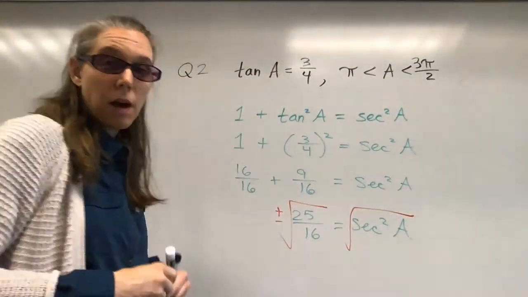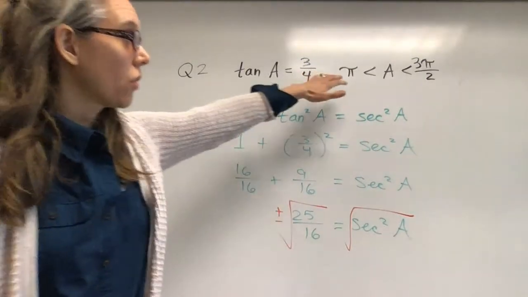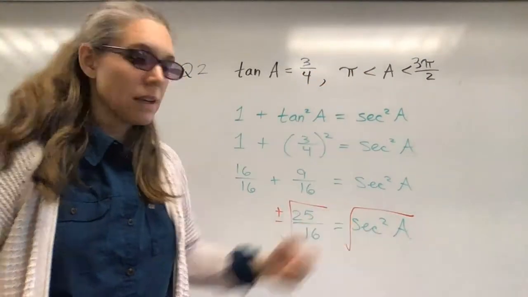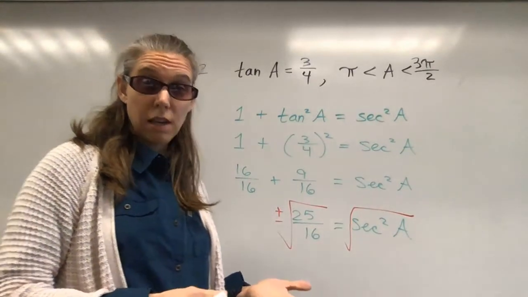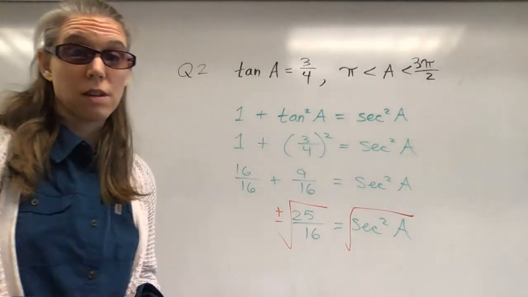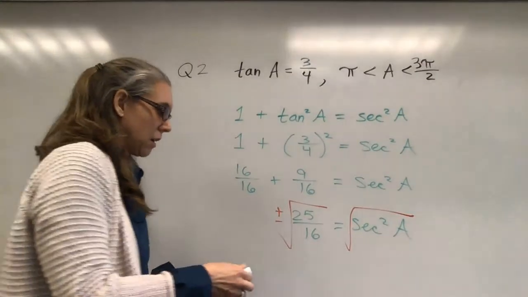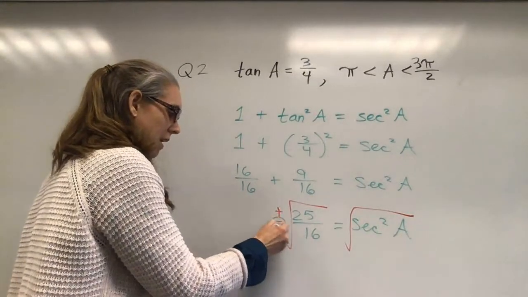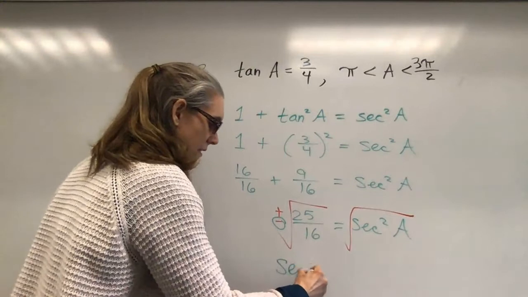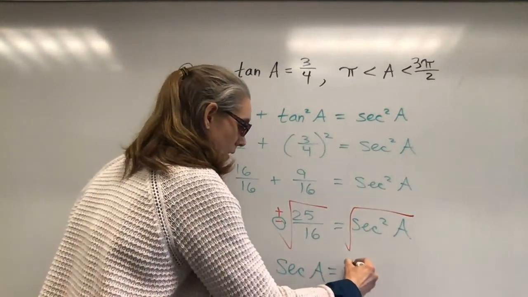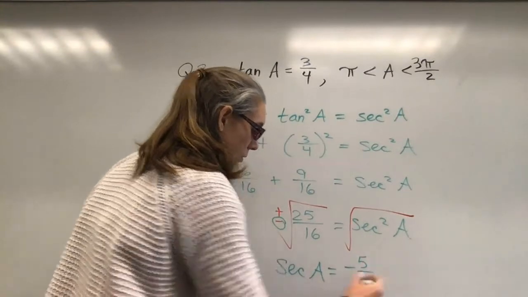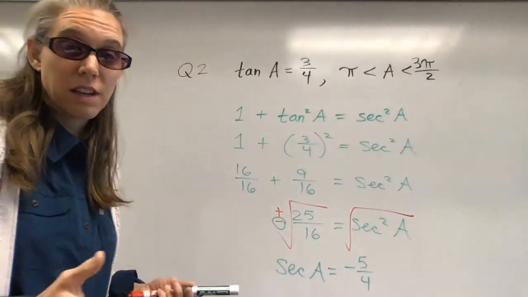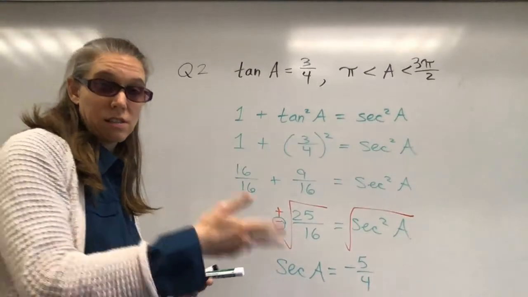Now, here we pause and ask ourselves, in the third quadrant, is secant going to be positive or negative? Well, since cosine is negative in the third quadrant, that would make secant negative. So we're going to be selecting the negative version here, and we say that secant of A is equal to the negative value 5/4. Of course, then to get cosine, that's really easy. Cosine is the reciprocal.